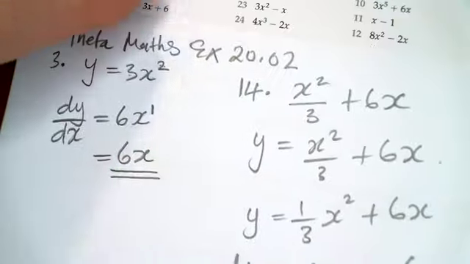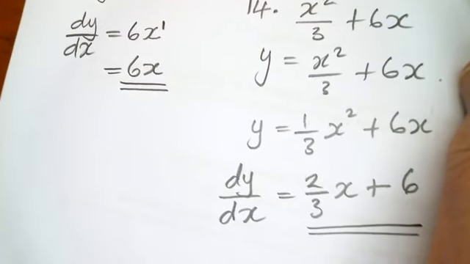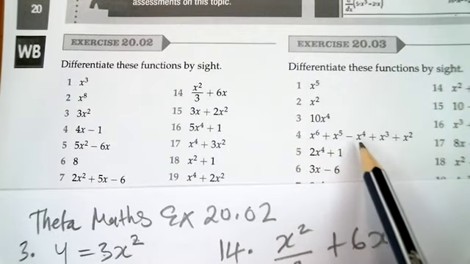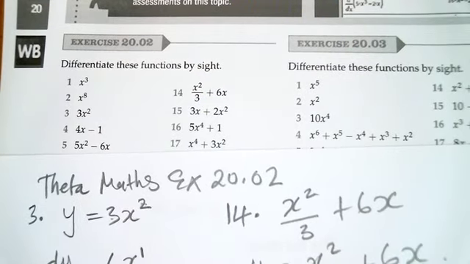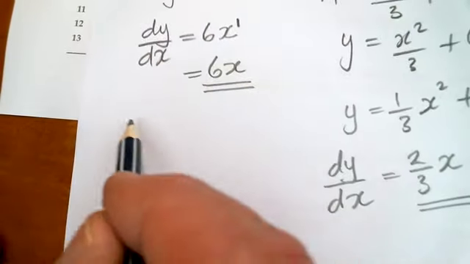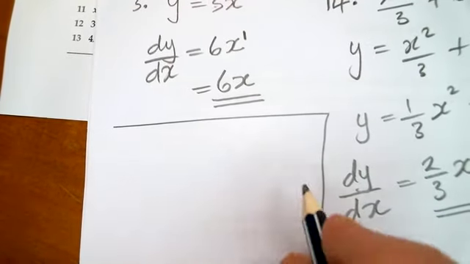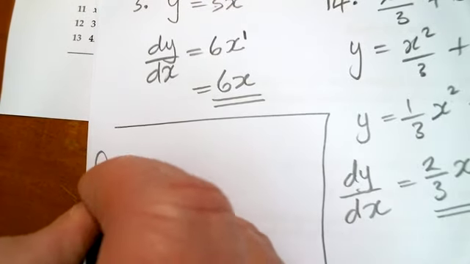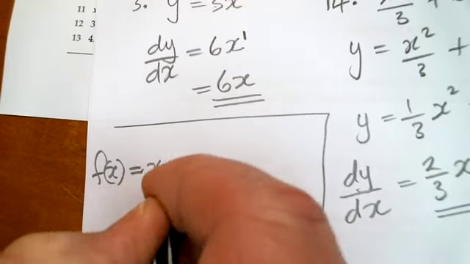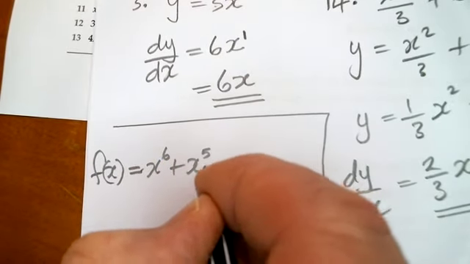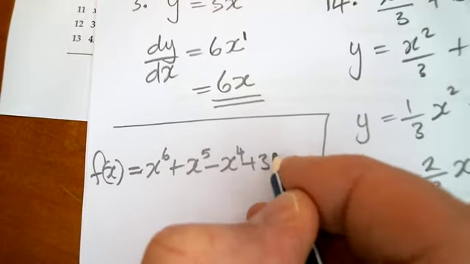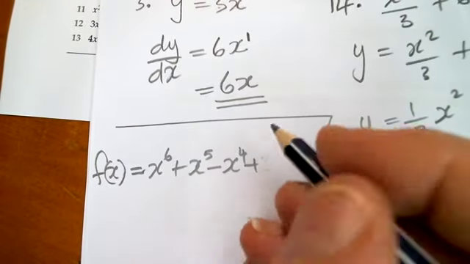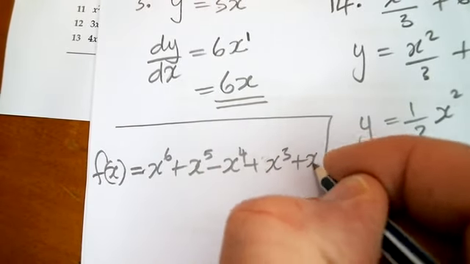Okay, let's look at some other ones. There must be some other very cool ones here. Ooh, I really like number 4. Look at this one. Love this one. Here we go, I'm going to write that out. This time I'm going to make it a function. I'm going to call it f of x is equal to x to the 6 plus x to the 5 minus x to the 4 plus x to the, whoops, that should be an x to the 3, plus x squared.